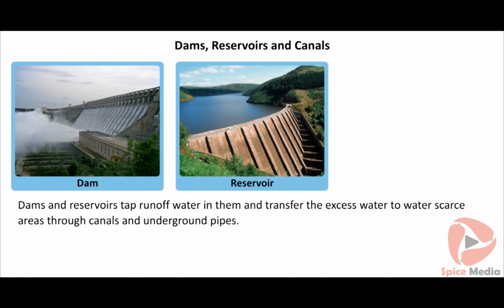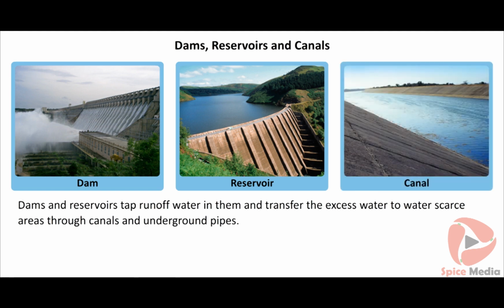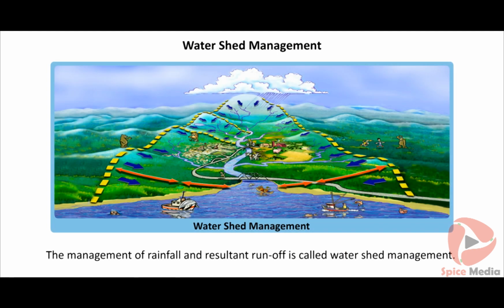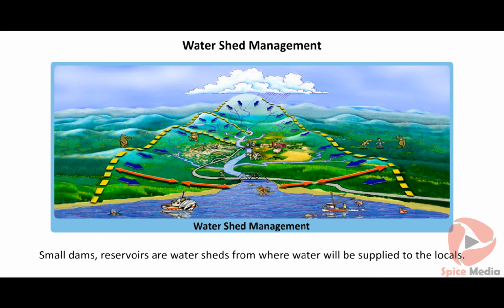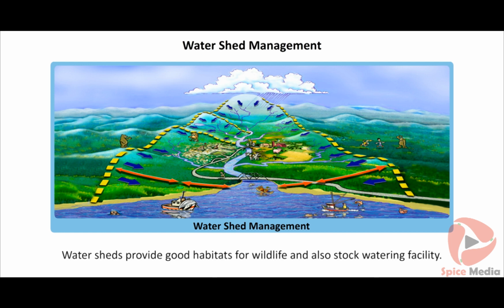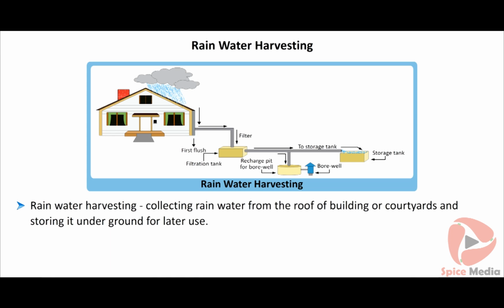Dams and reservoirs tap runoff water and transfer the excess water to water-scarce areas through canals and underground pipes. The management of rainfall and resultant runoff is called watershed management. Small dams and reservoirs are watersheds from where water will be supplied to the locals. Watersheds provide good habitats for wildlife and also stock watering facilities.